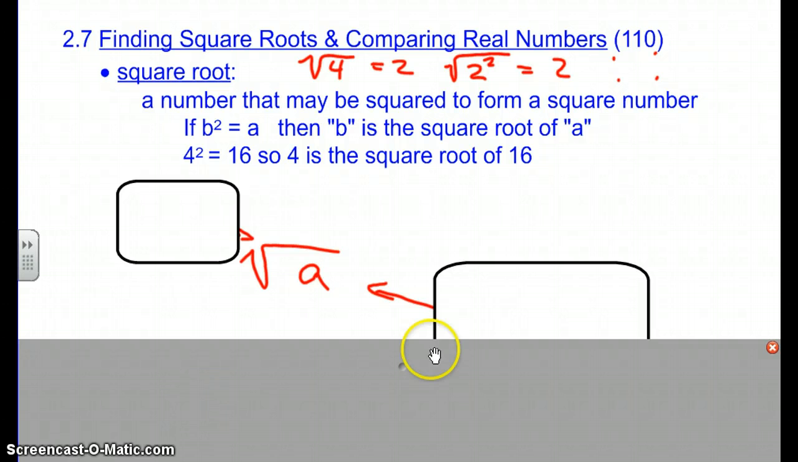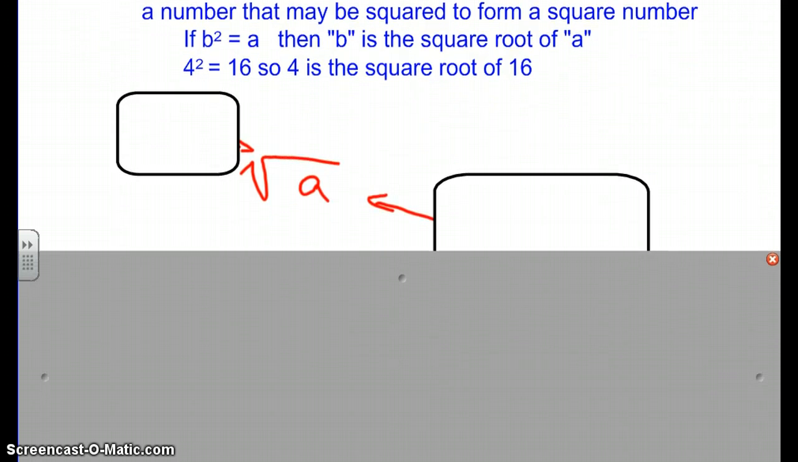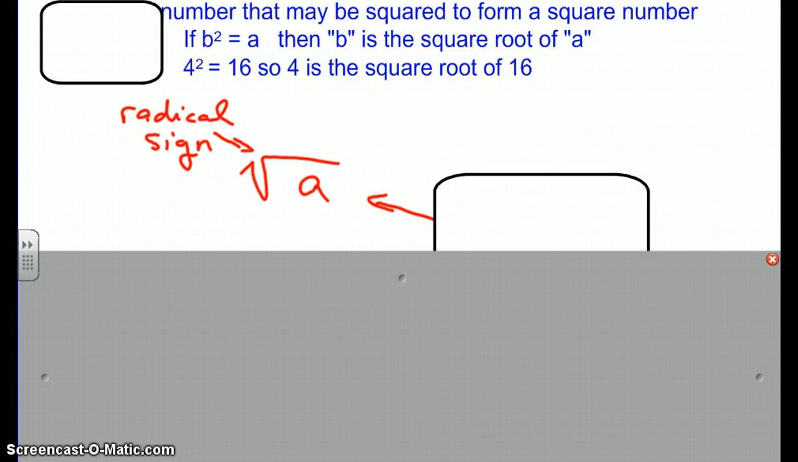Okay, so let's take a look at a little model of a square root. So we have, there it is. We're familiar with this. We've talked about them and worked with them before. So who remembers what that little symbol is that is surrounding a? What do we call that? We know we have to say take the square root, but what is that called? So it's called a radical, right? Radical sign.